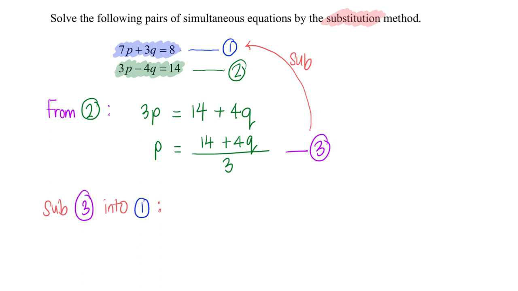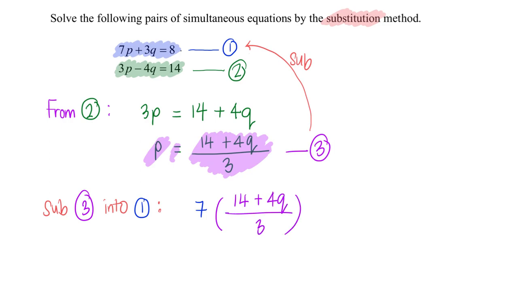So I would have 7p. Oh, instead of writing p, I'm no longer going to write p. Rather, from equation 3, p is equal to 14 plus 4q over 3. I'm going to write p as 14 plus 4q, divided by 3. Still have my plus 3q and my 8.